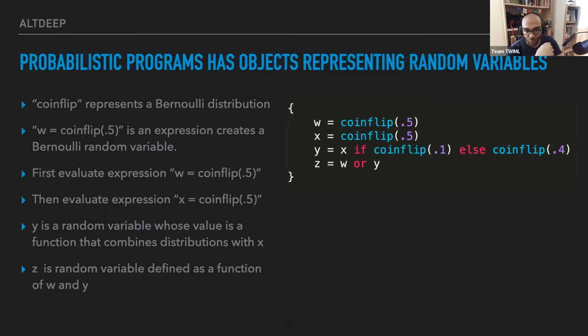And then Y is a random variable whose value is a function. So the data structure that is assigned is a function that combines some coin flip distributions with X, right? So we're able to define random variables as complex expressions combining the named variables that we previously evaluated earlier on in the execution. C here is now a random variable that's defined as a function of W and Y.